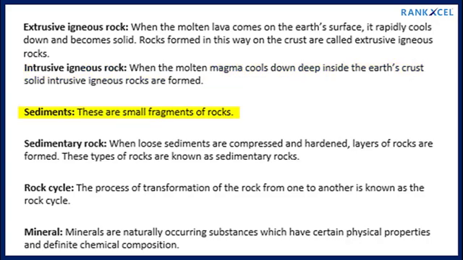Sediments: these are small fragments of rocks. Sedimentary rock: when loose sediments are compressed and hardened, layers of rocks are formed. These types of rocks are known as sedimentary rocks. Rock cycle: the process of transformation of the rock from one to another is known as the rock cycle. Minerals are naturally occurring substances which have certain physical properties and definite chemical composition.